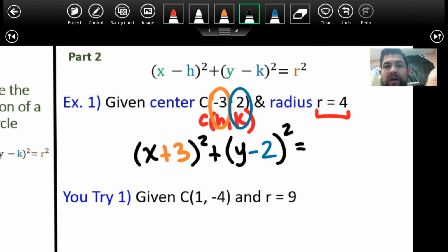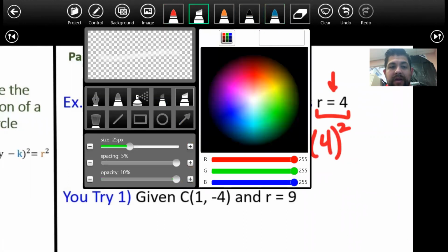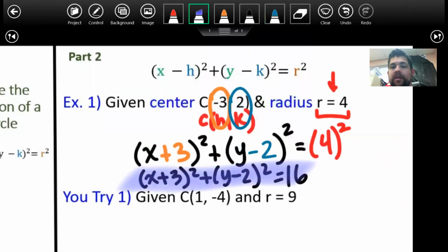The only difference with our r squared for this one is we're going to just square it. So 4 squared is the value that corresponds. The final value to write the equation given a center and a radius is x plus 3, always opposite, right, plus y minus 2 squared is equal to 16. This is the value that corresponds to the equation. Let me highlight for you guys. This would be our answer of the equation.